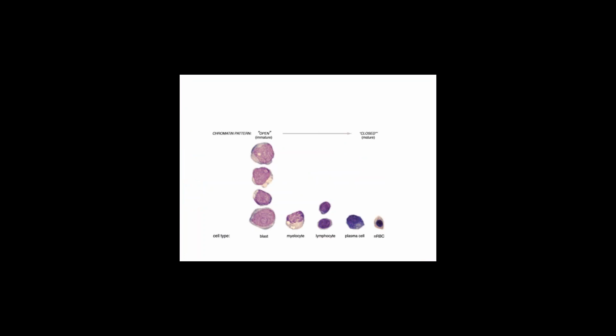Here we can see the blasts have an open or an immature type of chromatin. As we progress to the myelocyte, it becomes more condensed. We can compare it with a lymphocyte. Although the myelocyte is still open, it is more condensed than that seen in a blast. The myeloblast generally has nucleoli 2 to 4, but that's not a rule. Sometimes you don't even see a single nucleolus. But if they are present, they are helpful in identifying.